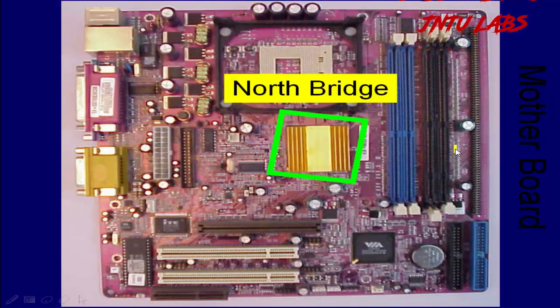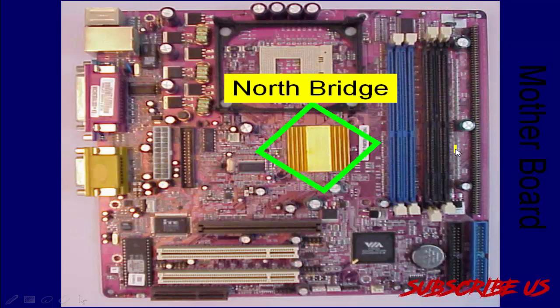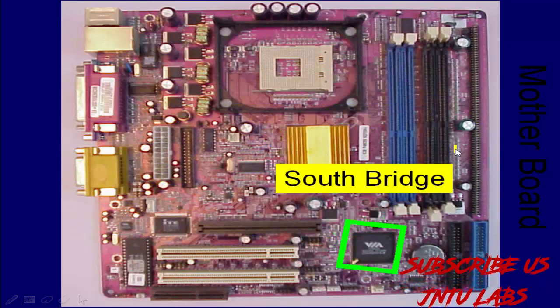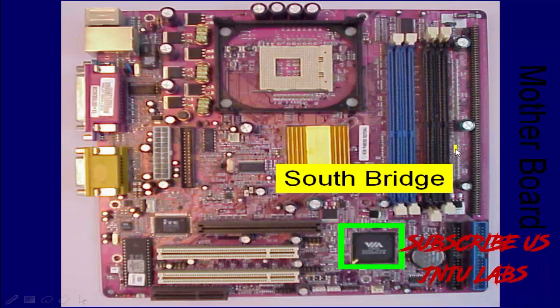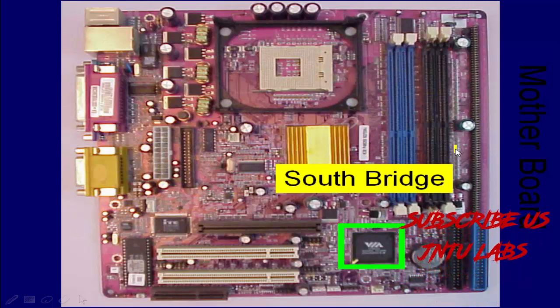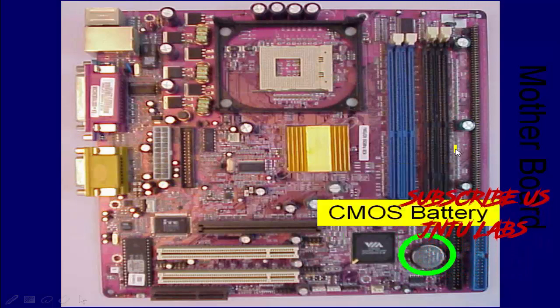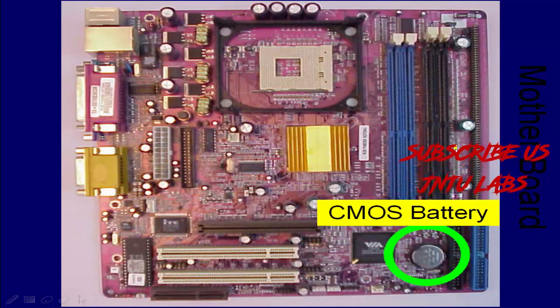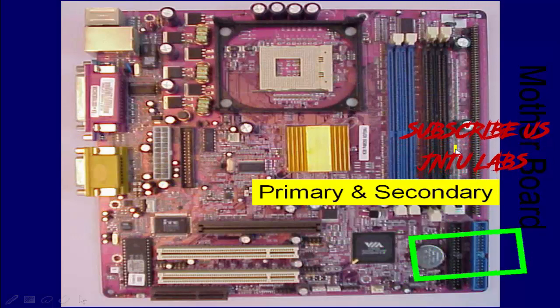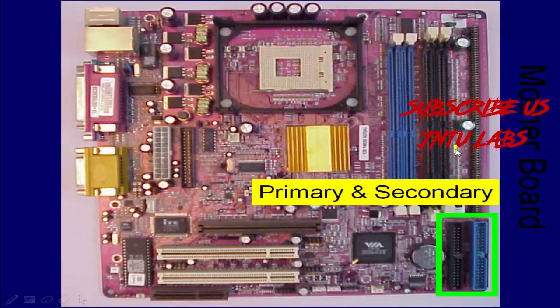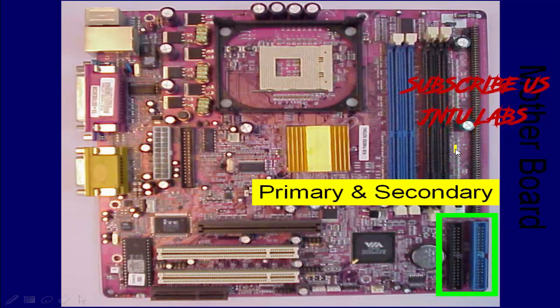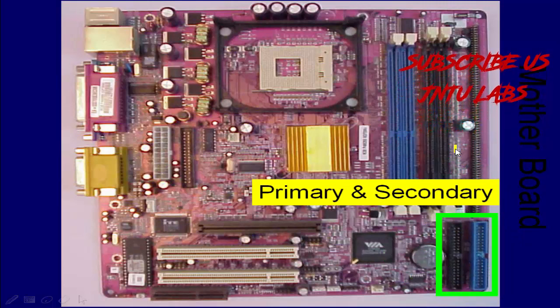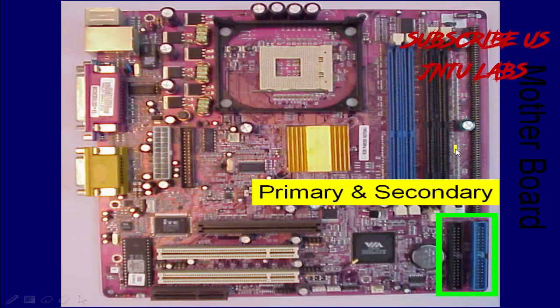So this is your socket and this is your north bridge. Just down from your socket there will be a north bridge, and there will be another bridge known as the south bridge, just below that. So these are the three important parts. Next part is the CMOS battery. The battery is connected so that the time and date are stored in it, and passwords are also stored. Then the primary and secondary peripherals, which are used to connect your hard disk and your CD writer.